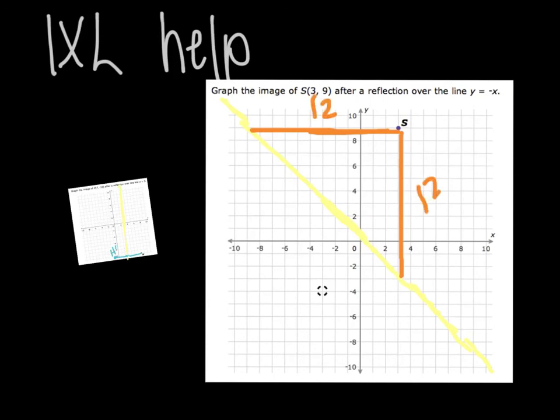Alright, so I counted out, there's 12 and 12. So I'm going to do the same thing. I'm going to count down 12, 2, 3, 4, 5, 6, 7, 8, 9, 10, 11, 12. Count over 12. 1, 2, 3, 4, 5, 6, 7, 8, 9, 11. And if I did it right, they should meet. That's where my point goes. So this is going to be S prime. And that coordinate is -9, -3. And so you can see that those flipped, the numbers flipped. So that also tells me that I did it right.